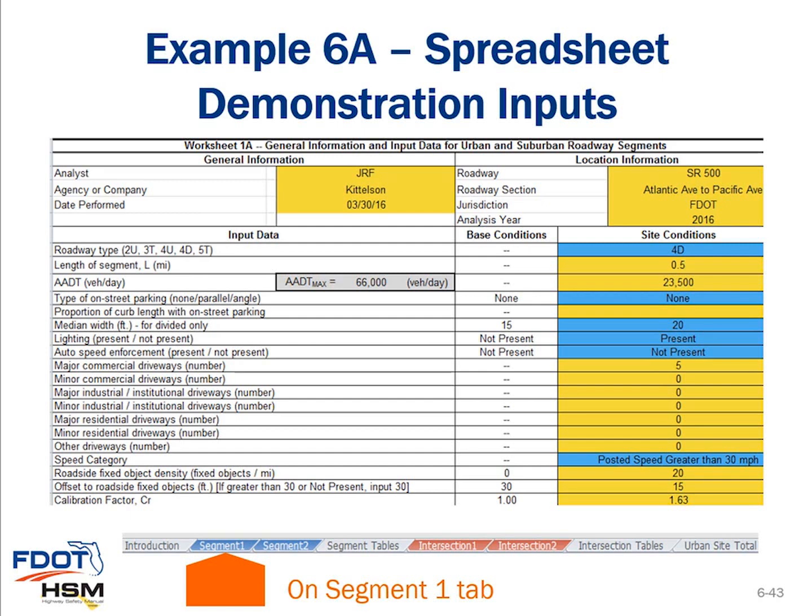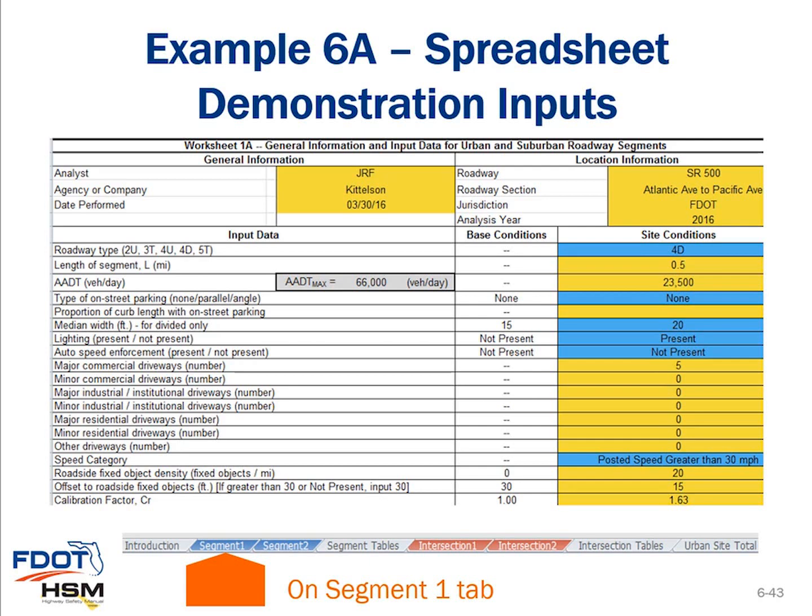We have a 4-lane divided roadway, so we must enter in the median width, and then we go through and enter in different other factors such as lighting being present, speed enforcement not being present, and the number of driveways. You can see there's an entry cell for each of the types of driveways you have. In this case we have 5 commercial driveways, so we need to enter that number in there, and that's entered in. We go down to the bottom and we see a speed category for greater than 30 miles per hour. We have a 45 mile per hour posted speed along here, so we're using that, and we enter that.